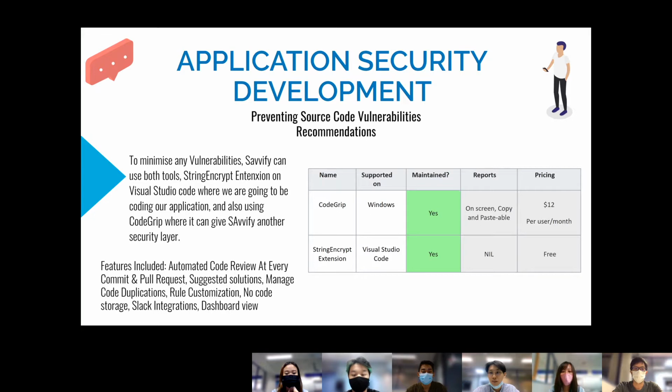Another measure is to reduce the number of dependencies such as open source libraries and public packages. To automate this process by checking our code, we can use tools such as String Encrypt. This is an extension of Visual Studio Code that we're using to code our application. It is similar to the JavaScript obfuscator that we mentioned previously. CodeGrip can also be used to analyze and scan code for any vulnerabilities. It can prompt suggested solutions to solve the issues. We recommend using both the String Encrypt extension together with CodeGrip in order to minimize the vulnerabilities that can happen.